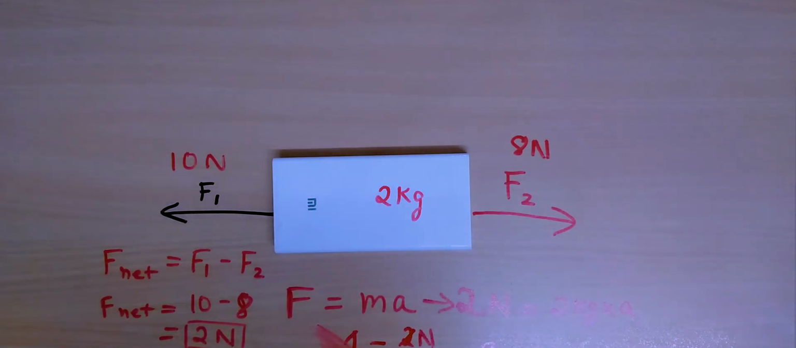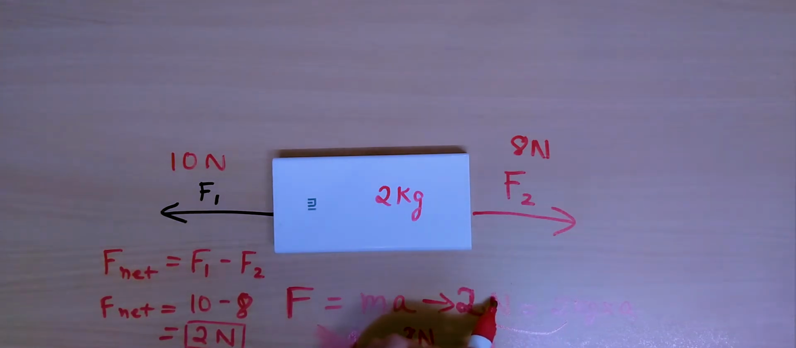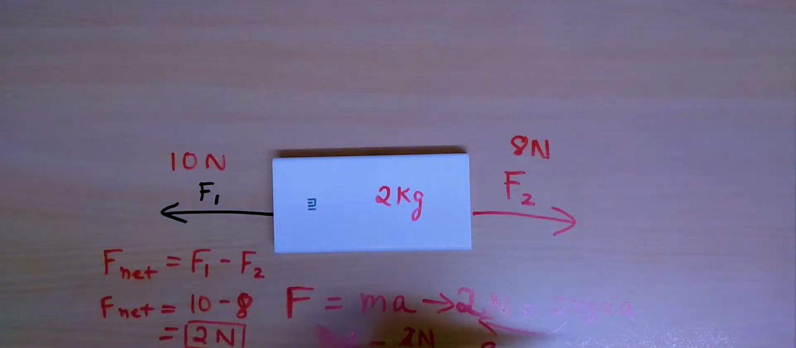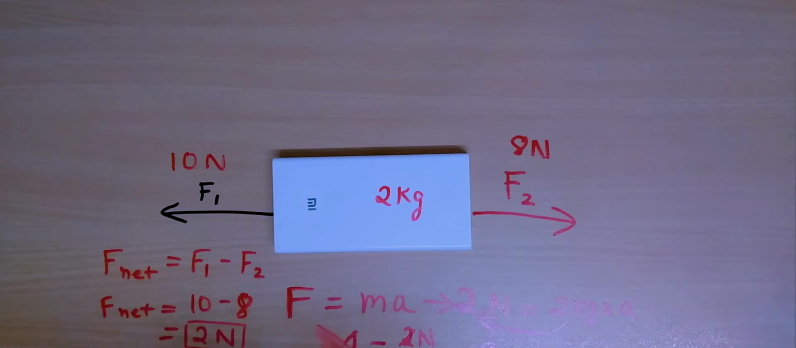Sorry, this wasn't visible, but I hope you get the idea, right? When I shift this 2 kg here, I get 2 newtons divided by 2 kg, and 2 divided by 2 is 1, so I get 1 meter per second squared of acceleration.